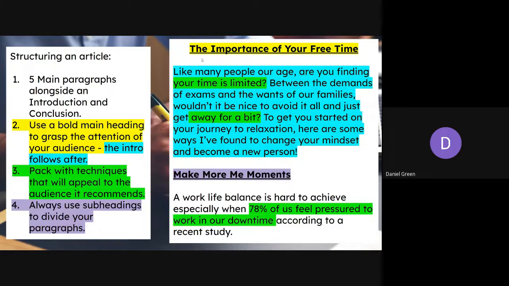So at the top here, I've got the bold heading, the importance of your free time. It's very straight to the point. It does what it says on the tin. This is what my article is about. Then I've got the intro.